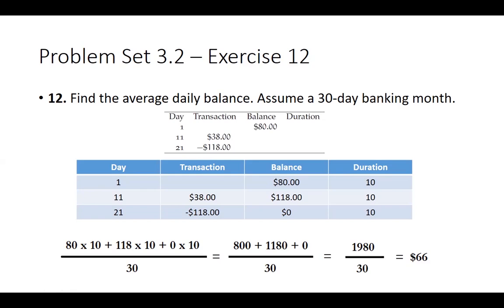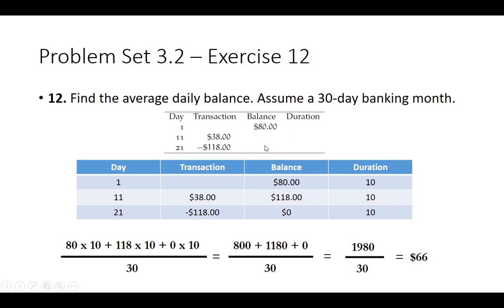Number 12. We again have an incomplete table, but we're told that on day 1, there was a balance of $80. On day 11, there was a transaction of $38. And on day 21, there was a transaction of minus $118.